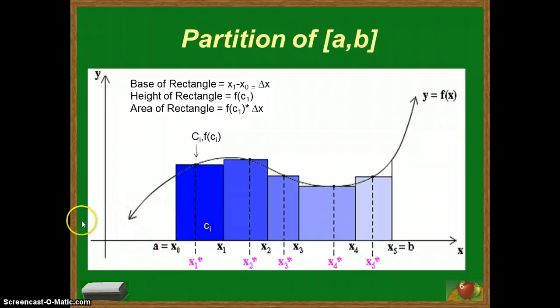And what you're going to do is, the height of that rectangle at c1, which is right here, f of c_i, would be the height of the rectangle, okay? So you would take that height times the width of the subinterval, and that would be the area of this rectangle. And you would do that for each and every rectangle under the curve, add them all up, and you will get an approximation of the area under the curve from a to b, okay?